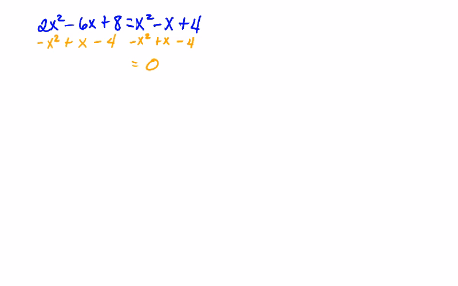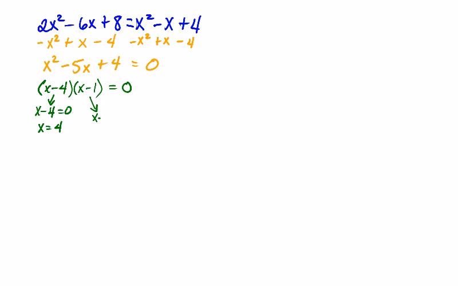And so this would equal 0. Now I would have x squared minus 5x plus 4. We can say to ourselves, what multiplies to 4 and adds to negative 5? That would be (x minus 4)(x minus 1) equals 0. And that actually has two answers as well. So x minus 4 equals 0 when x equals 4, and x minus 1 equals 0 when x equals positive 1. And so we have two answers.